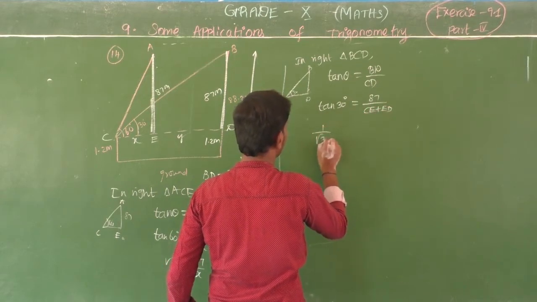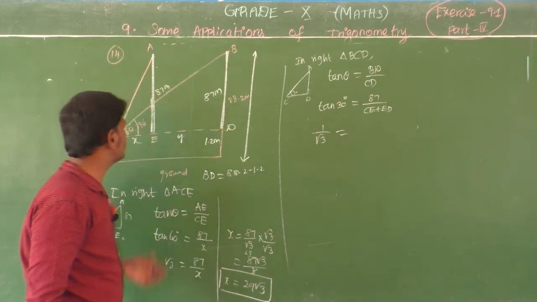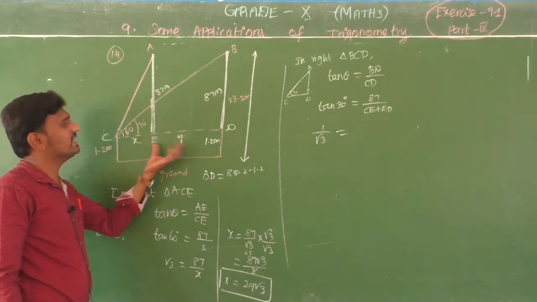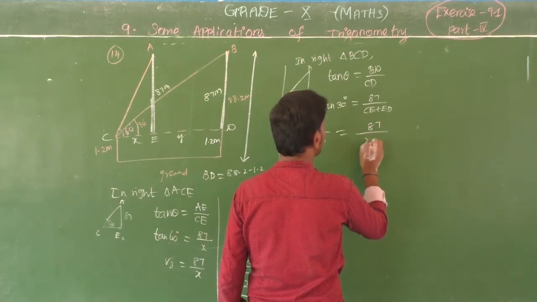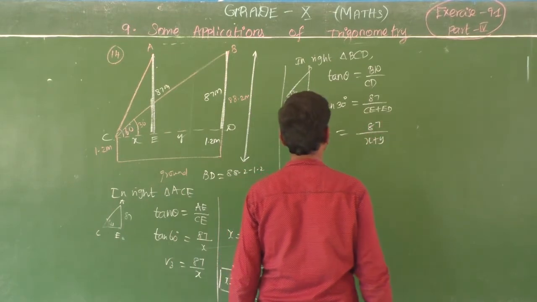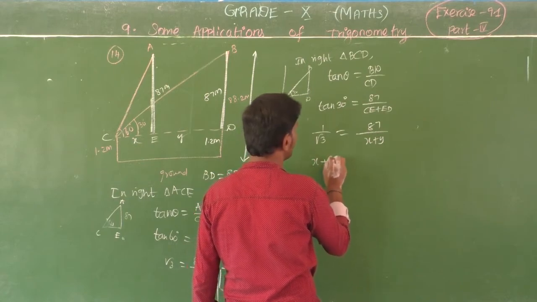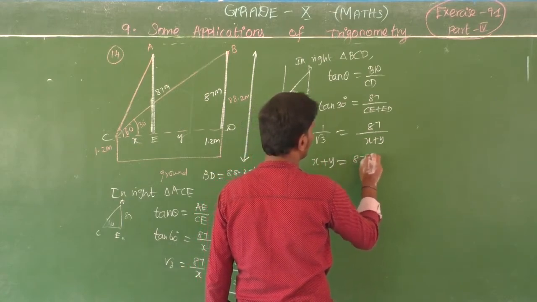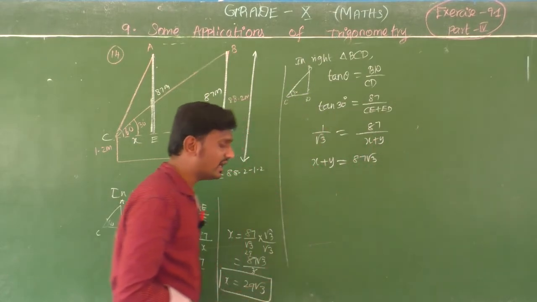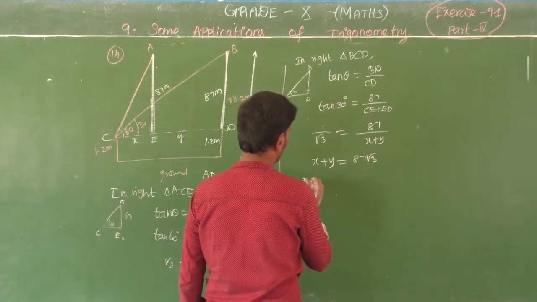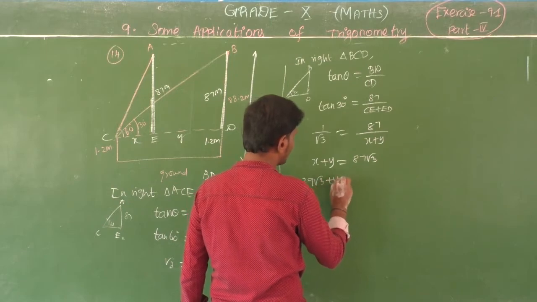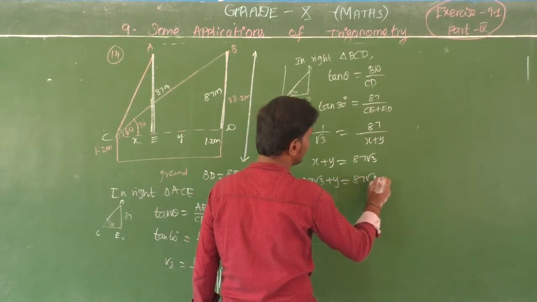Now tan 30 degree is 1 by root 3. Now CE I denote by X and ED as Y. Now 87 by X plus Y. Now I am going to take a cross multiplication. X plus Y equals 87 root 3. And already I have the value of X as 29 root 3. So 29 root 3 plus Y equals 87 root 3.